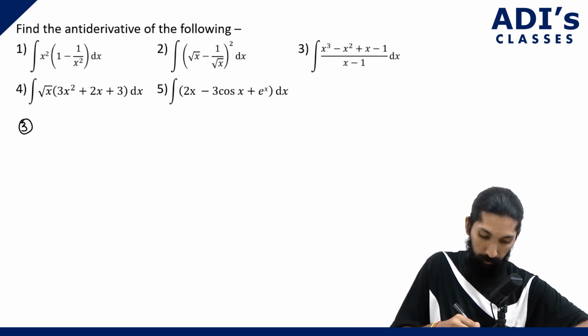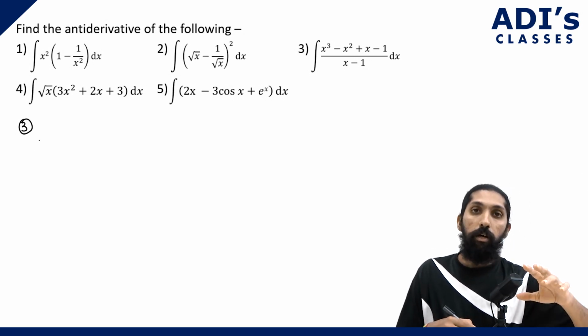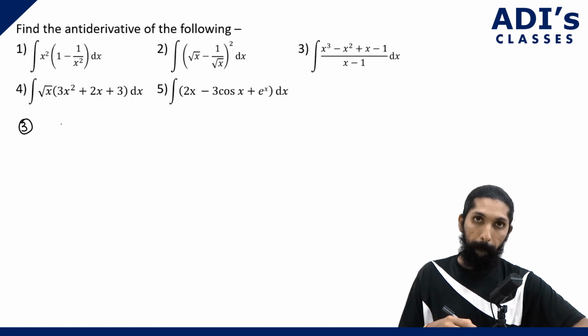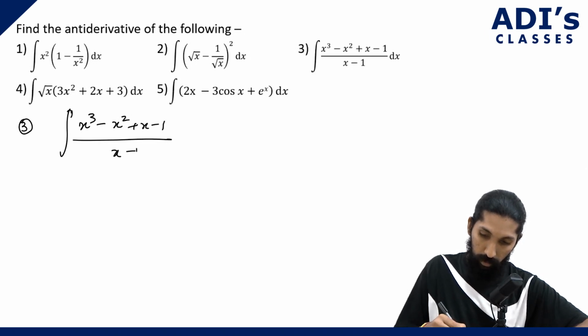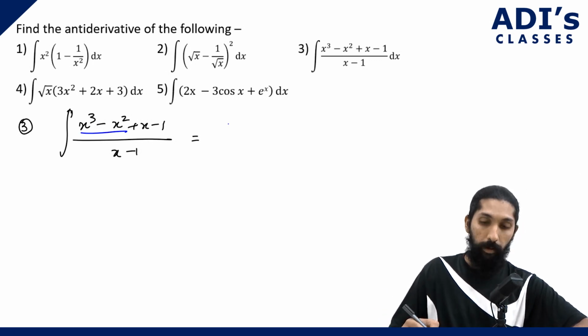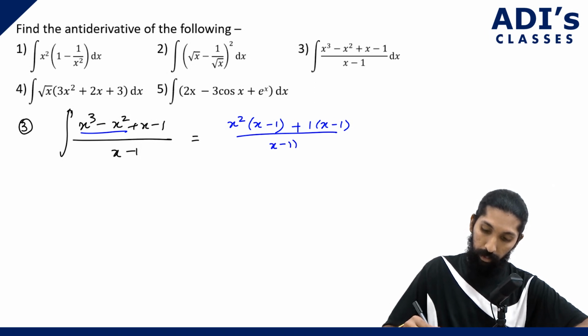The third one, before you start dividing, the numerator you can simplify. Okay, let's start with that one. Integration of (x³ − x² + x − 1) / (x − 1). Now in this, what you do, take x² common here. So x²(x − 1) + 1(x − 1), divided by x − 1.